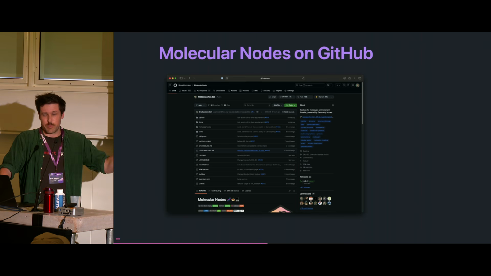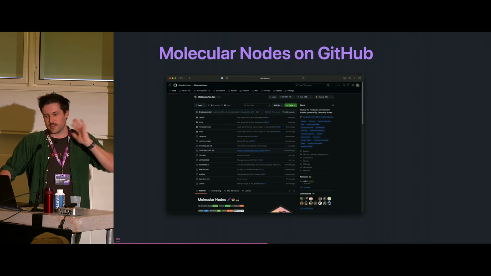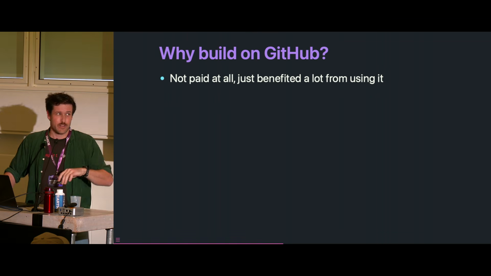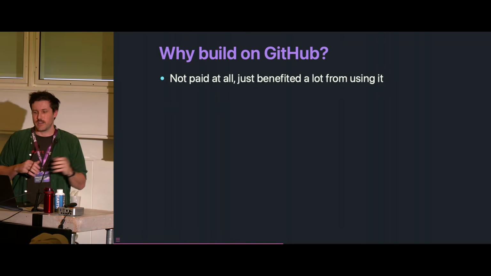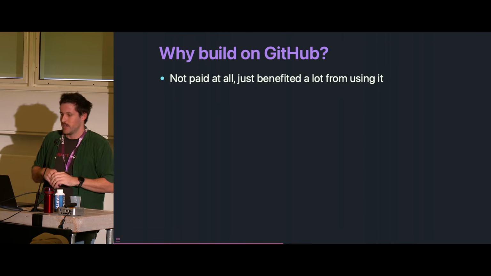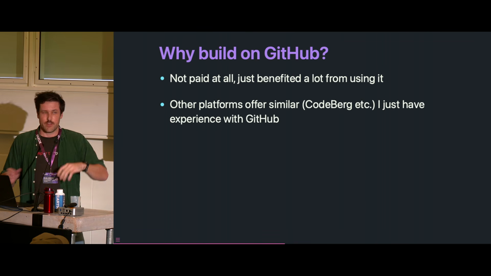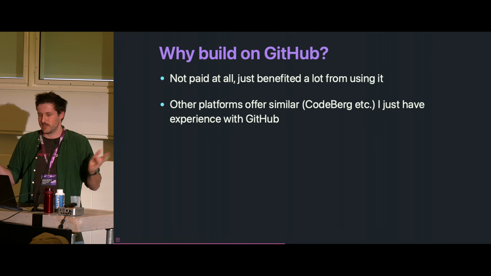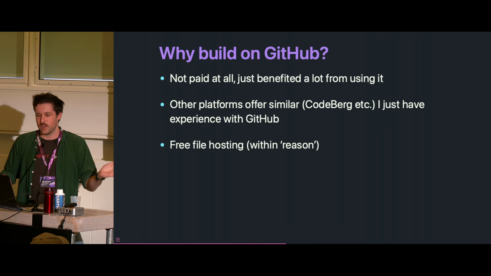We've got a bunch of scientific papers that use it to create images. It's forming parts of pipelines, all that sort of stuff. But I want to talk about why you want to build on GitHub. Obviously, I'm not paid at all by GitHub. I've just benefited a lot from using it. Other platforms exist, like Codeberg, etc. I just have spent all my time on GitHub, so this is the one I know.